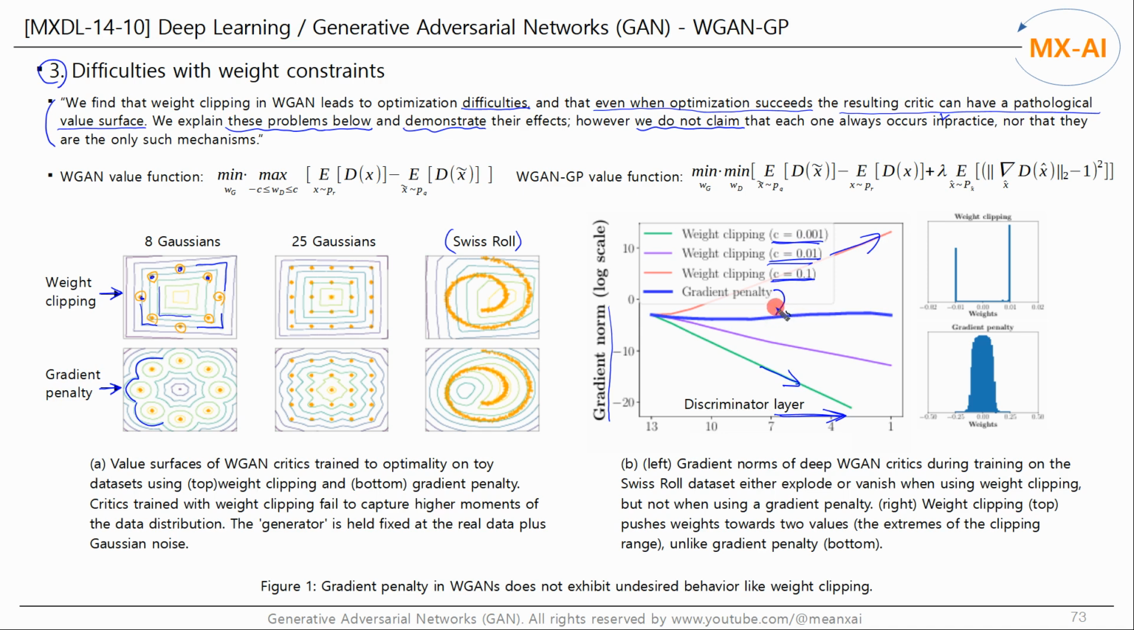WGAN-GP results in more stable gradients that neither vanish nor explode, allowing training of more complicated networks. Weight clipping pushes weights towards two values, the extremes of the clipping range, unlike gradient penalty.